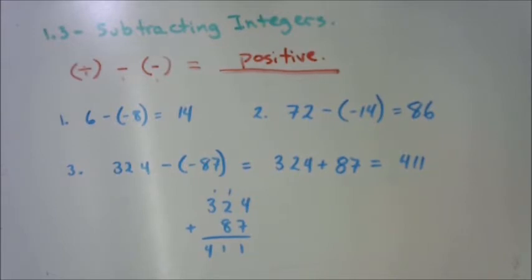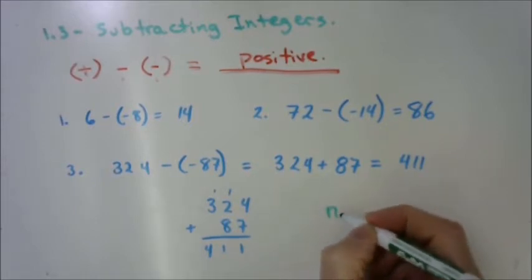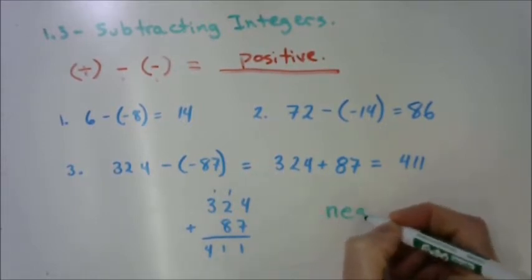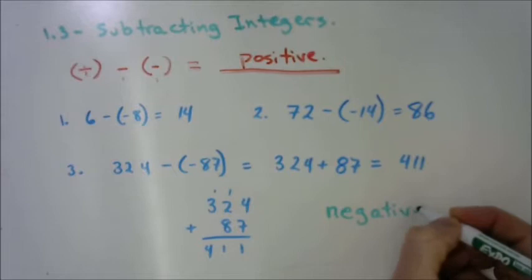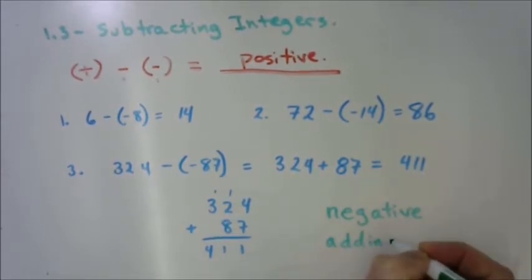That's pretty straightforward, and you can probably go ahead and fill in the trick there at the bottom. The trick says subtracting a negative is really just adding a positive. So subtracting a negative is really just the same as adding a positive. We already did this.